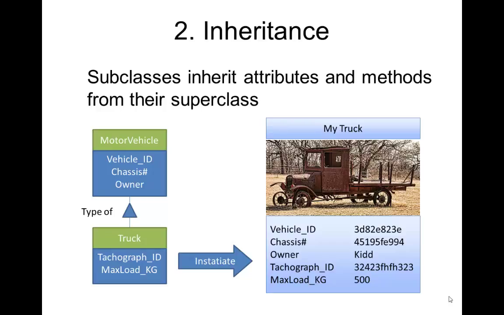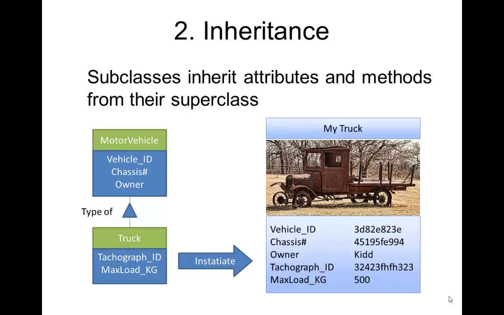Here's my class model here. So we've got the truck and we've got the motor vehicle. So at the motor vehicle level, I've got defined the vehicle ID. All motor vehicles have an ID. A chassis number. All vehicles have a chassis number. All vehicles have an owner. So these are applicable to cars, trucks, motorbikes, all subclasses of motor vehicle.